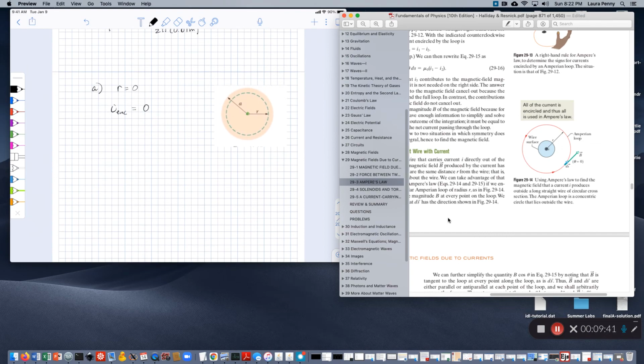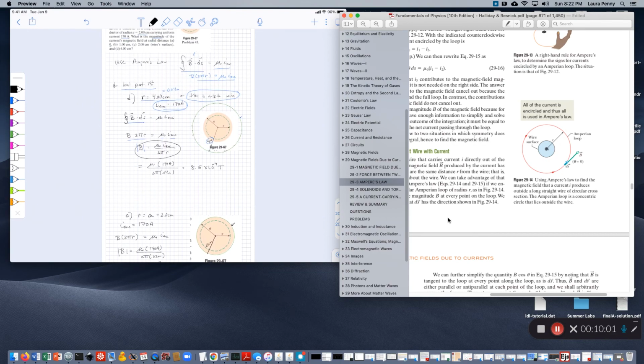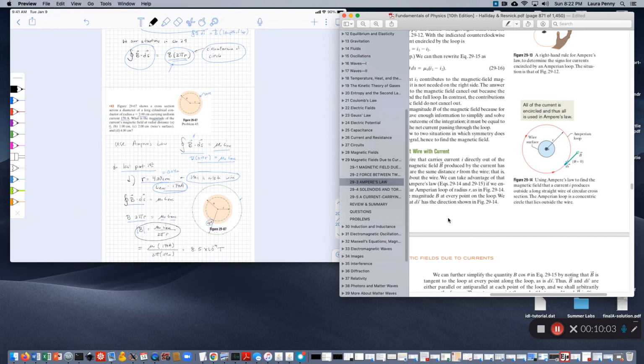And then here, if part A is the easiest one, if r is equal to 0, then there's no current which is enclosed, and our magnetic field strength is 0. And that's really all I expect you to be able to do with Ampere's law. It's just basically say B 2 pi r is mu naught I enclosed. That's all for 28 and 29.